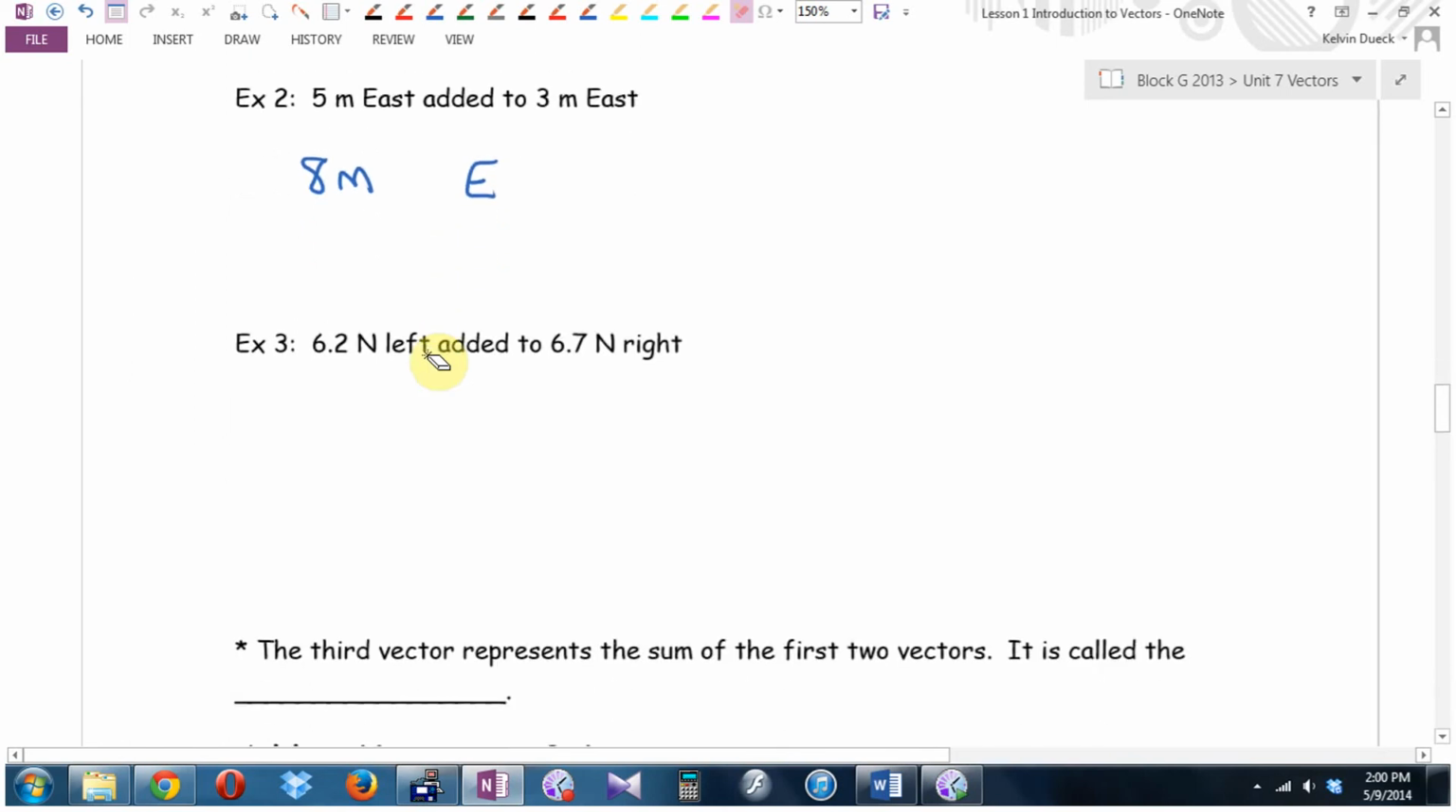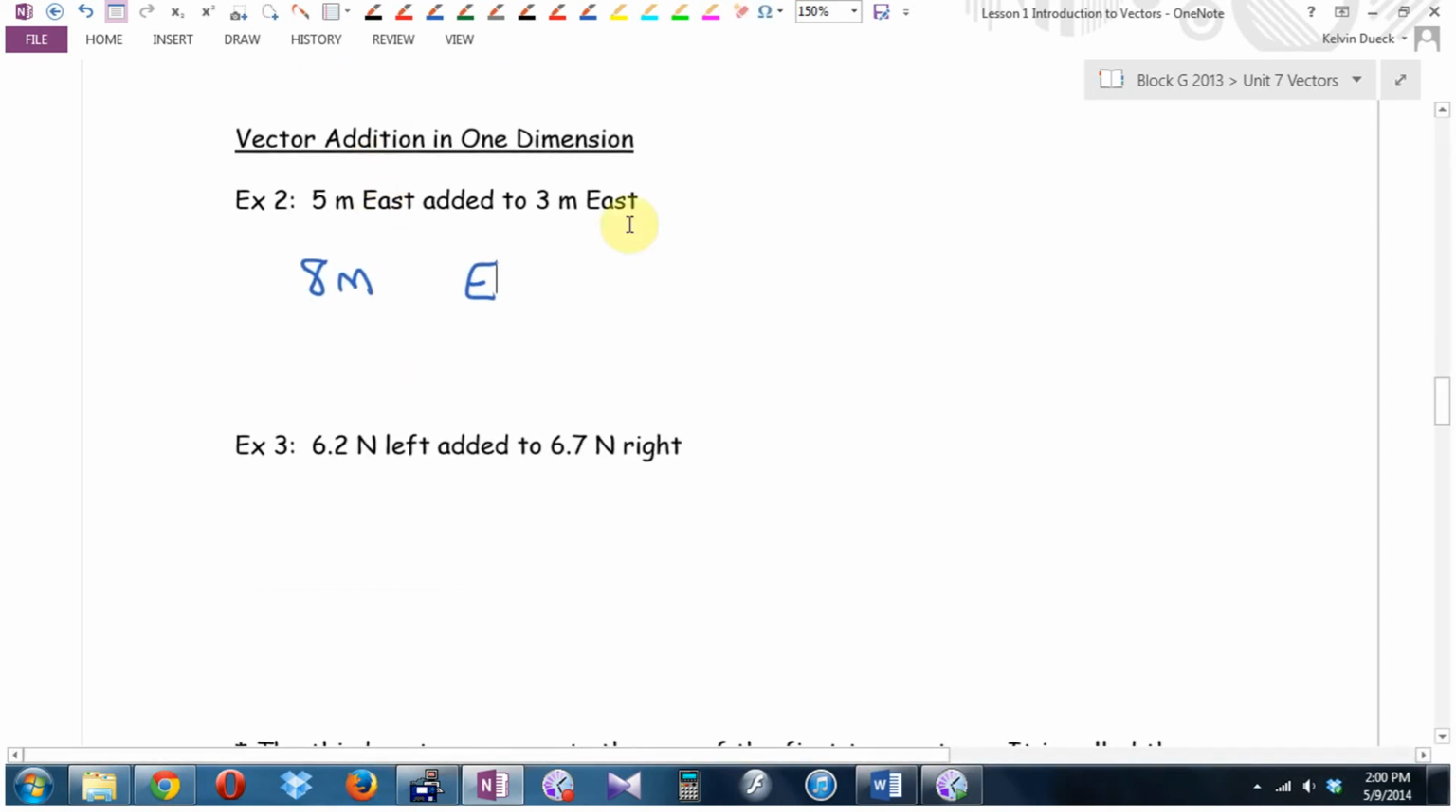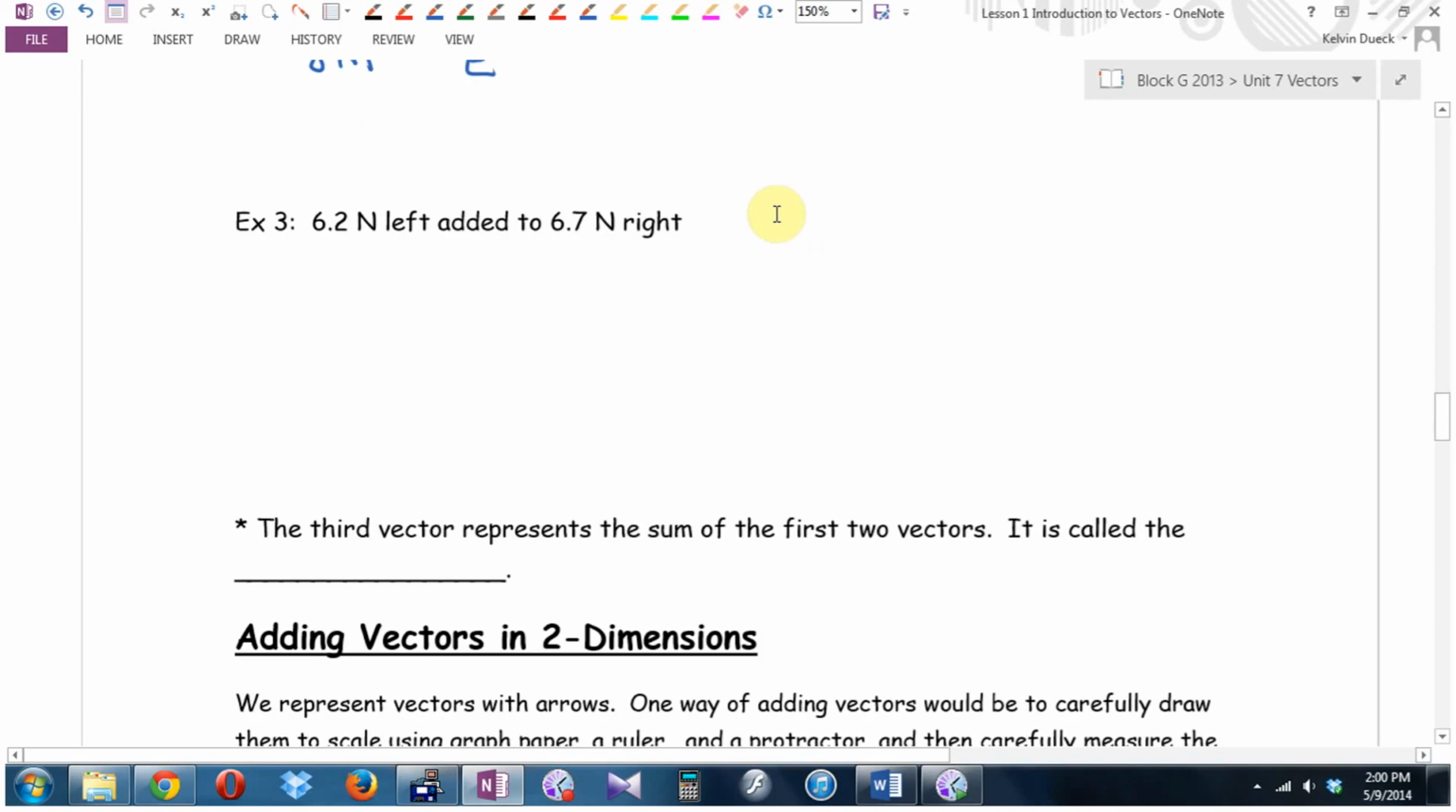6.2 newtons to the left added to 6.7 newtons to the right. In fact, what we're really doing is kind of a winner minus loser routine. In the first one, they were both winners. We went winner plus winner. Here, we would say, who's winning? Right is winning, so it's going to be 6.7, take away 6.2. Answer? 0.5 newtons to the right. No big surprise there.